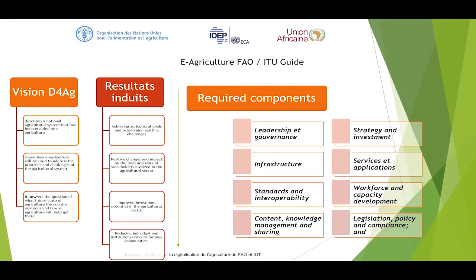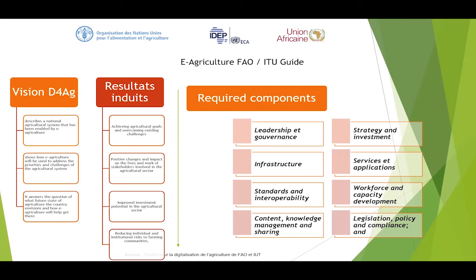And of course, the last one is reducing individual and institutional risks to farming communities. This is true in a sense that if I know, for instance, market information, if I have, say, an electronic cropping calendar, if I know weather information and I receive it in a timely manner and it's relevant, then the risks are reduced so much, to me as an individual and to a community as a whole, and by extension to the entire country.